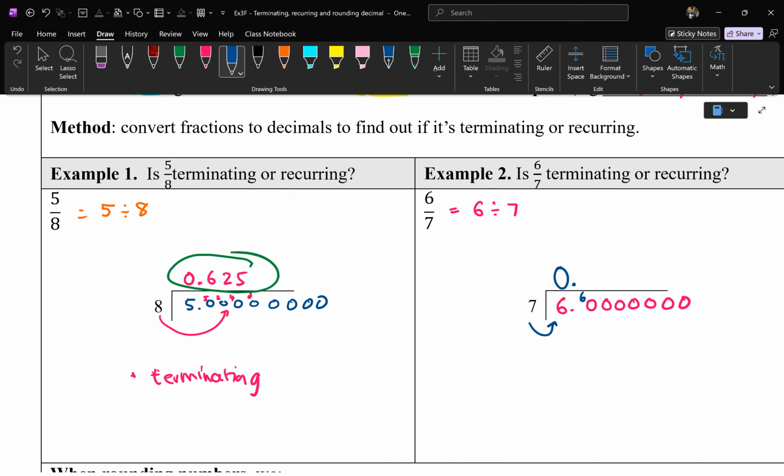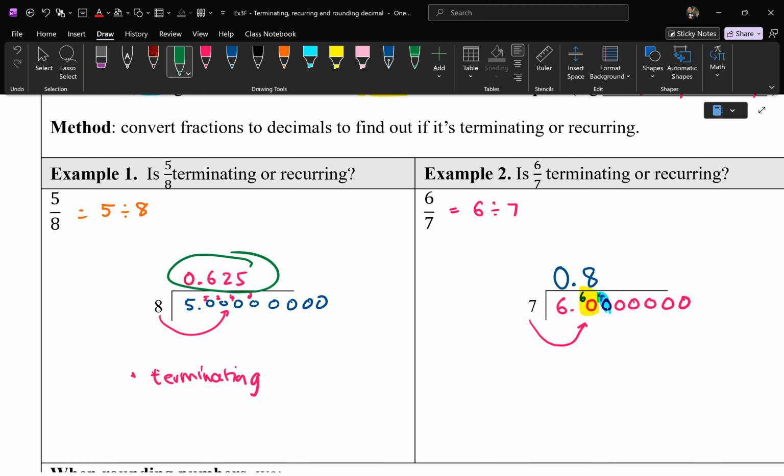And yes, you carry the 6 over, so this now becomes 60. How many 7s fit into 60? Yeah, Shakira. How many 7s fit into 60? Yes, you're right. 7 times 8 is 56. Remainder what? 4. Good. So we carry the 4 across, and that's 40 now. So we ask ourselves, how many 7s fit into 40?